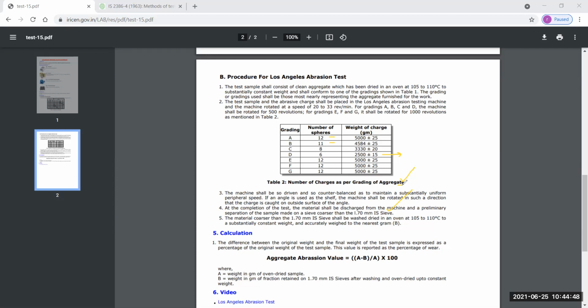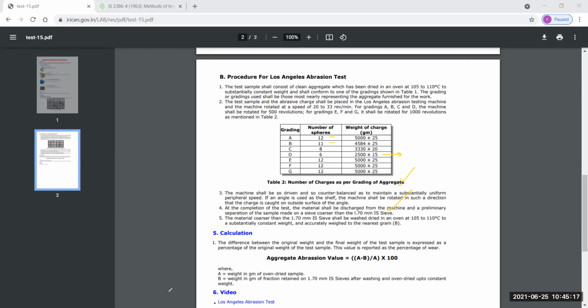Calculation: the difference between the original weight and the final weight of the test sample is expressed as a percentage of the original weight of the test sample. This value is reported as the percentage of wear. Here A is the weight in grams of the oven dry sample, and B is the weight in grams of the fraction retained on the 1.70 mm IS sieve after washing and oven drying up to constant weight.